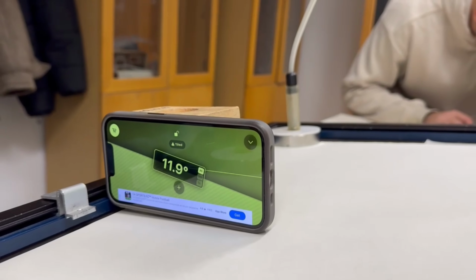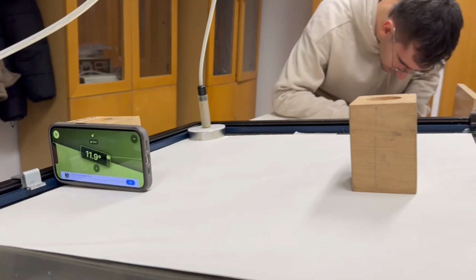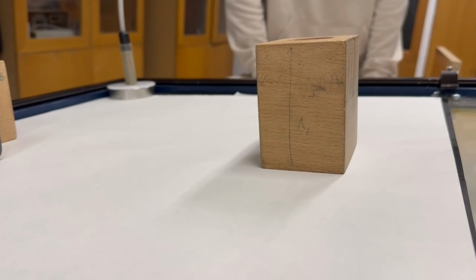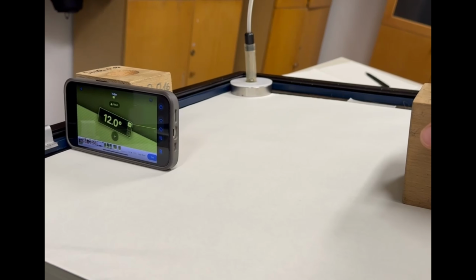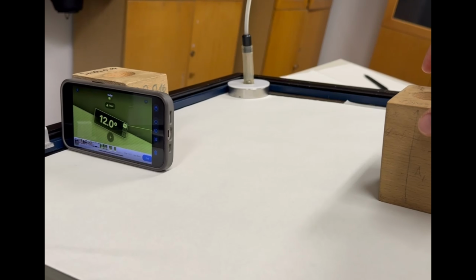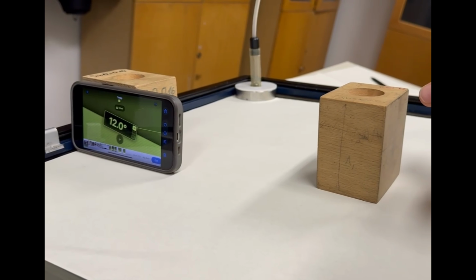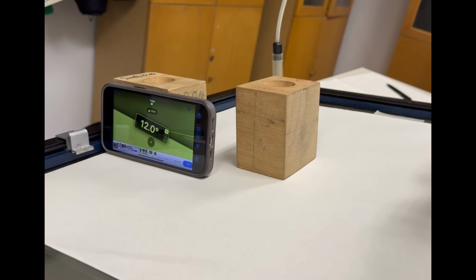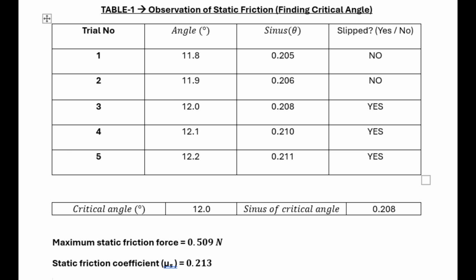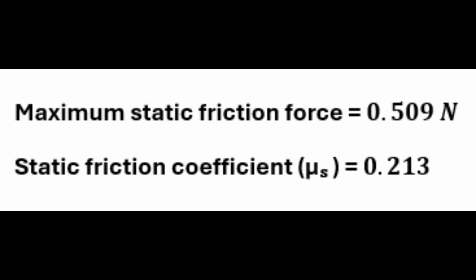As you can see, before the critical angle, such as 11.9 degrees, the object is not moving. However, after reaching the critical angle of 12 degrees, we can observe a motion with very small velocity, which will be taken to be constant. While the motion didn't occur at some angles, it did occur at others, and this limiting angle was found to be 12 degrees. Then, by using these formulas, I calculated the static friction coefficient as you see.